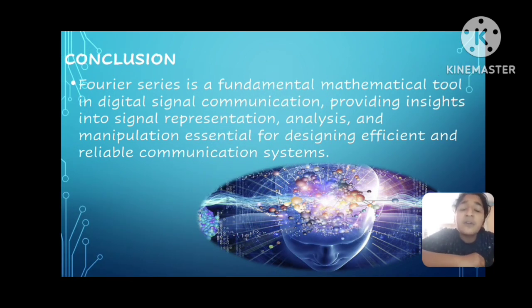In conclusion, the Fourier series is a fundamental mathematical tool in digital signal communication, providing insights into signal representation and analysis, and is essential for designing efficient and reliable communication systems. These are all the applications of the Fourier series in the field of electronics and communication engineering of Mathematics 3.